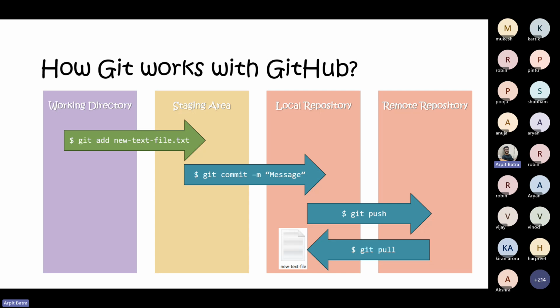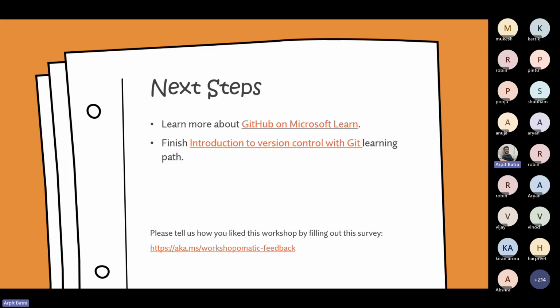So now we have the concept of how Git works with GitHub. These are the main things. The first one is the working directory, next is the staging area, next is the local repository, and the last one is the remote repository. Next time I will provide you a link.